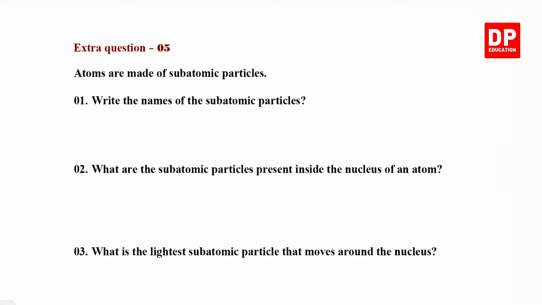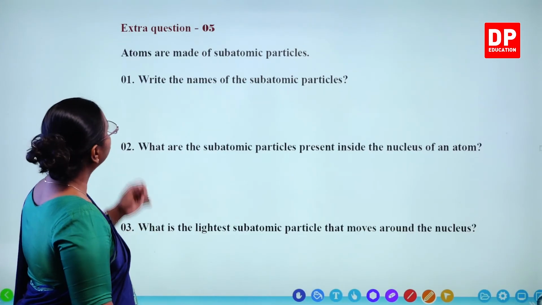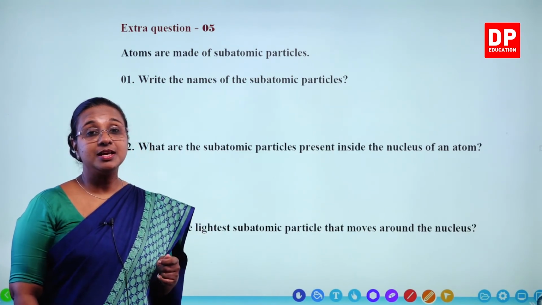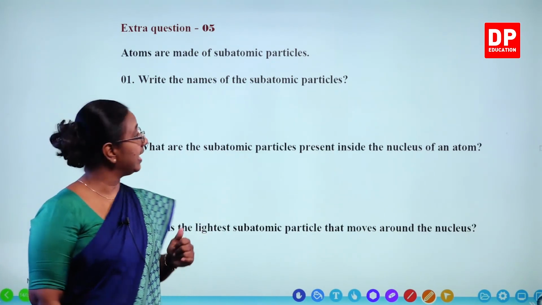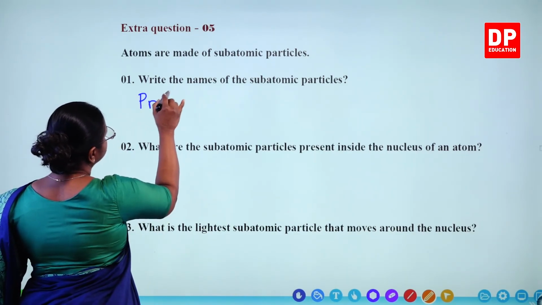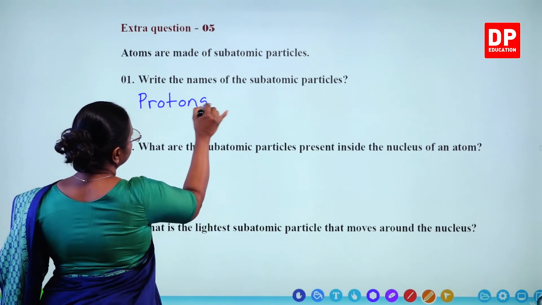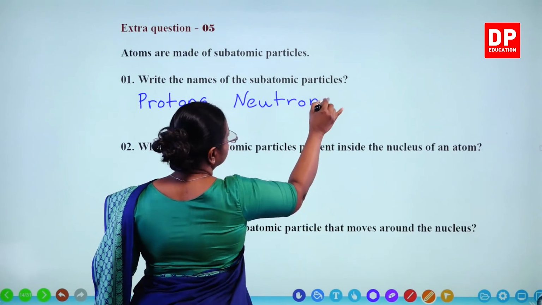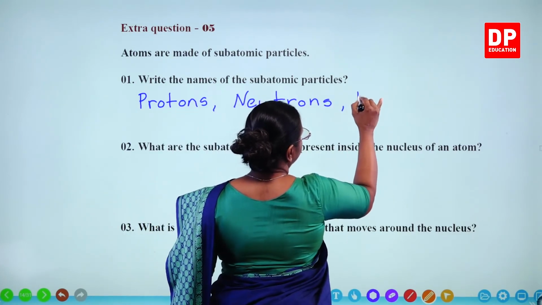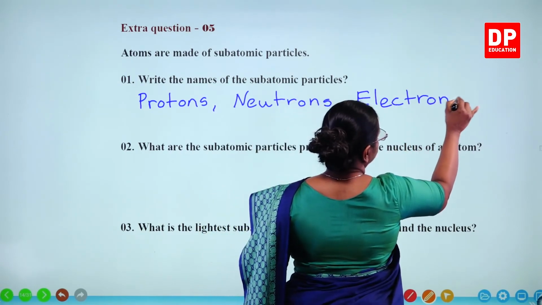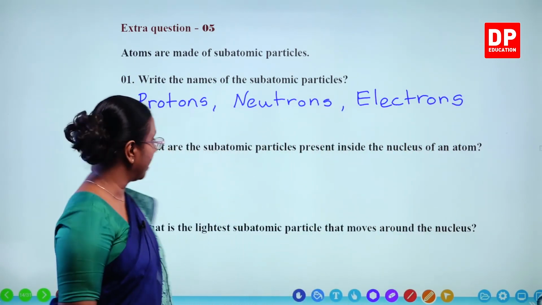Extra question 5. Atoms are made of subatomic particles. Write the names of the subatomic particles. So what are the subatomic particles? Protons, neutrons and electrons. So here you have to write the names. Protons, neutrons and electrons. Those are the subatomic particles.